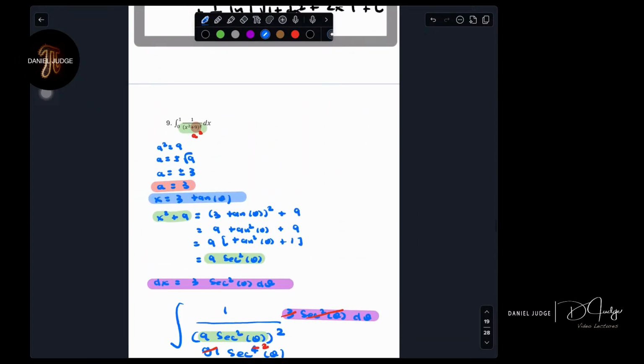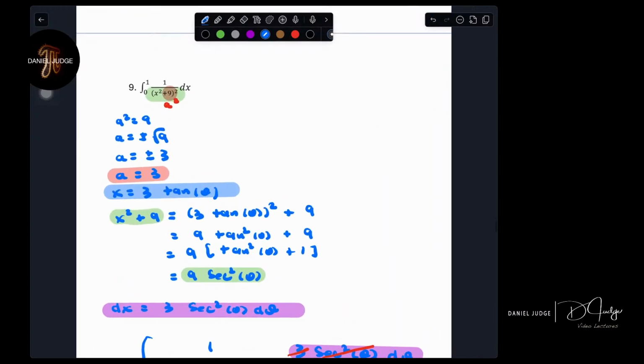And I know what you're thinking, because you might say, well, what about the limits? We're going to deal with these limits at the end. Okay.